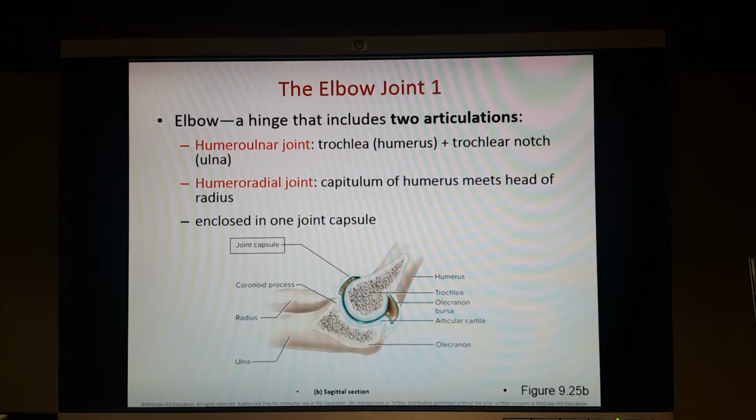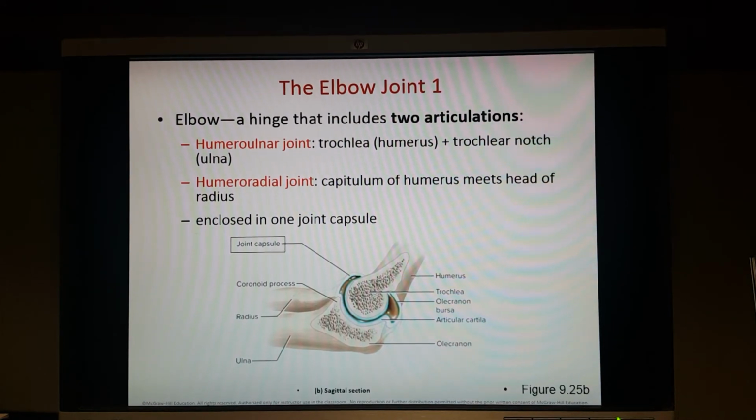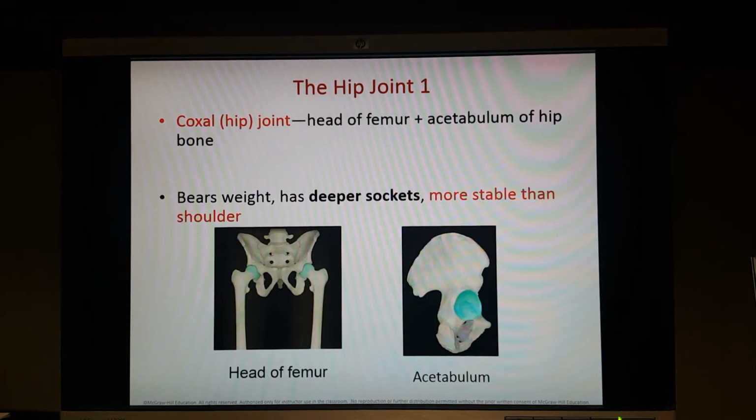So still having that synovial fluid in that area, still having the fibrous capsule helping to keep the synovial fluid in place. And of course, all the supporting ligaments and tendons and whatnot. Still gives that joint lots of free movement in that region. So the elbow joint is a hinge with two articulations or two joints in one.